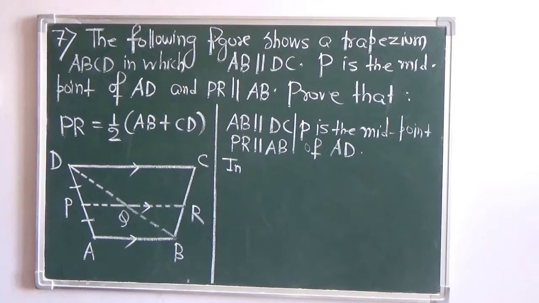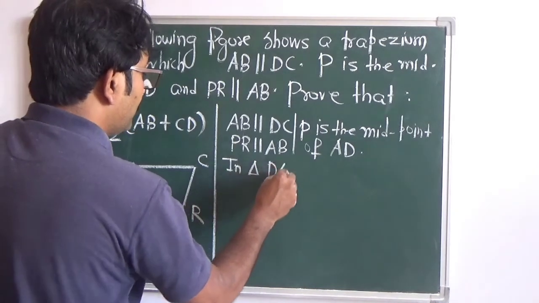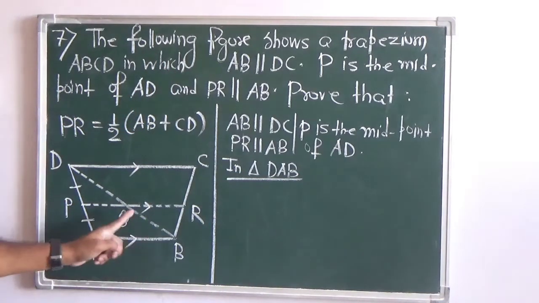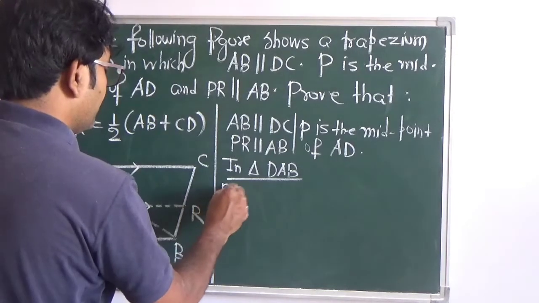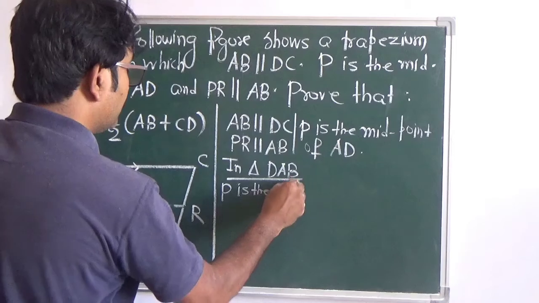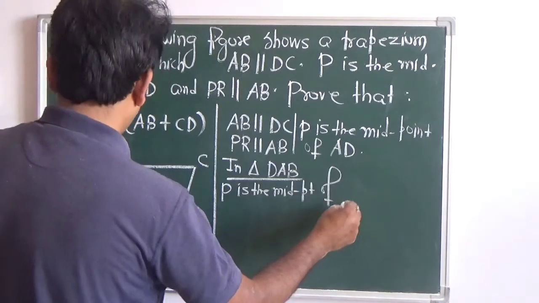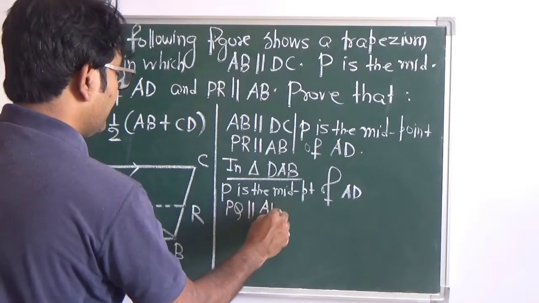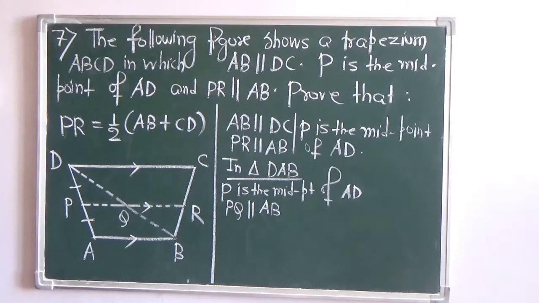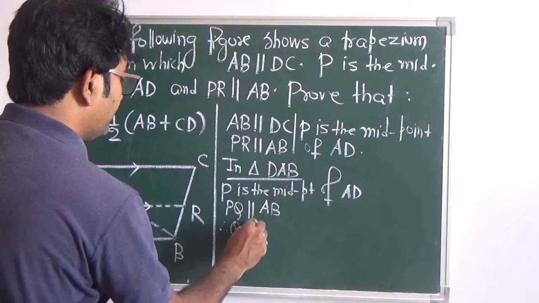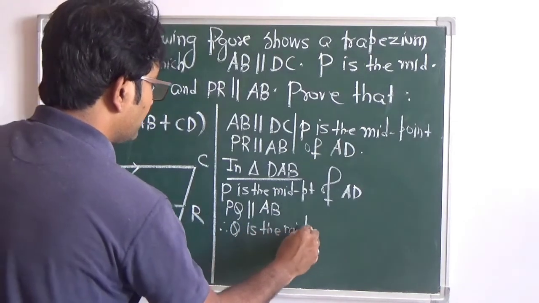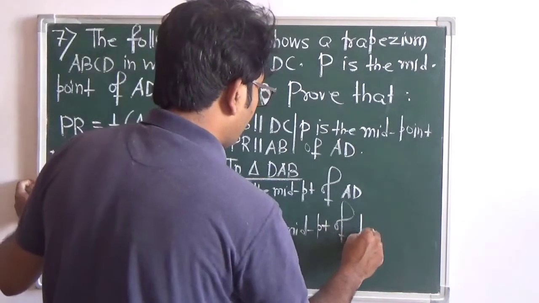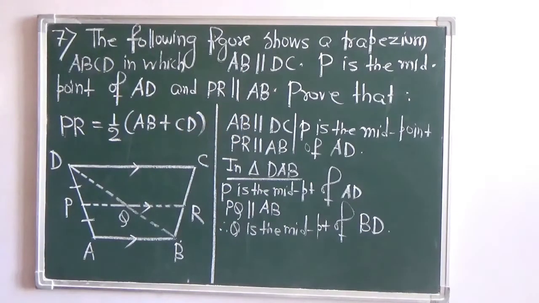So in triangle DAB, what do we have? P is the midpoint of AD, which is given, and PQ is parallel to AB, which is also given. Therefore Q is the midpoint of BD.